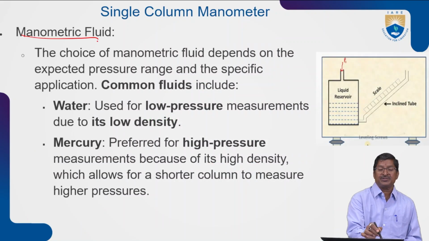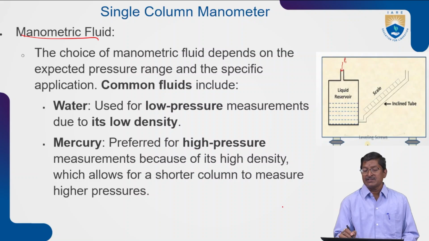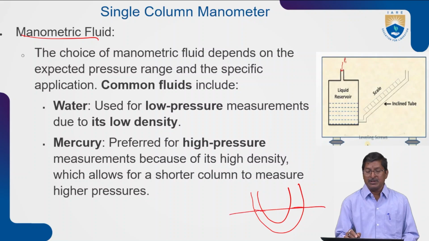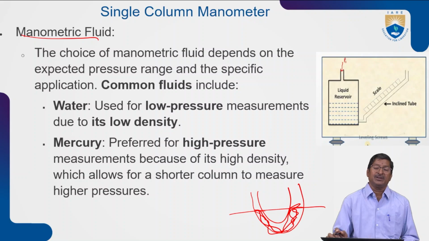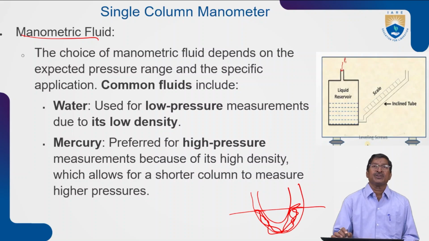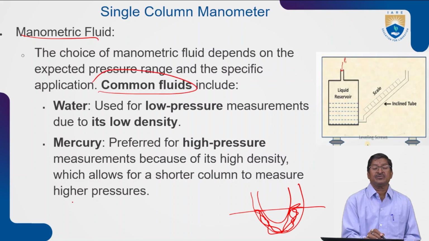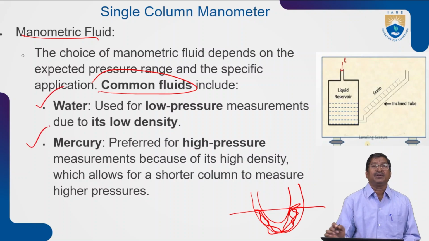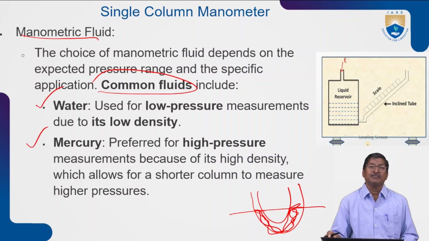So manometric fluid. So till now the manometer is having some liquid here. Okay, this is a manometer liquid. So what are the different types of manometers? Manometer liquids we are using, and why it is used, in which conditions it will be used, we know. So here are the common fluids. So what is the common fluid? Water and mercury. So water can also be utilized as a manometer fluid, or mercury also can be utilized as a manometer fluid. In which conditions to be utilized?